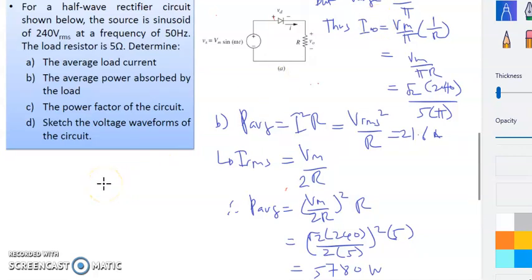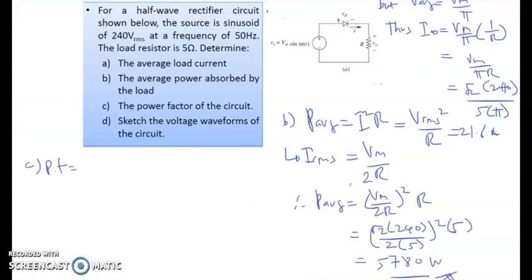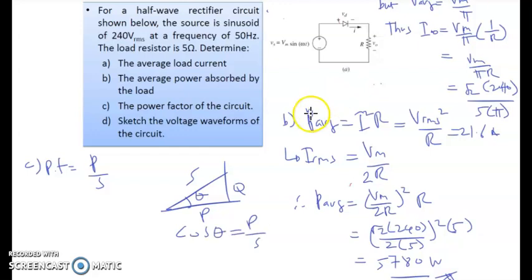Okay, so next is the power factor of the circuit. So the power factor of the circuit is equal to P over S. So you have to remember again to recall in terms of power factor. The power factor is the angle of P compared to Q. So cos theta is equal to P over S. So you have to remember this power triangle here. The real power, imaginary power, and the apparent power. And P, Q, and S triangle. So power factor is equal to P over S.